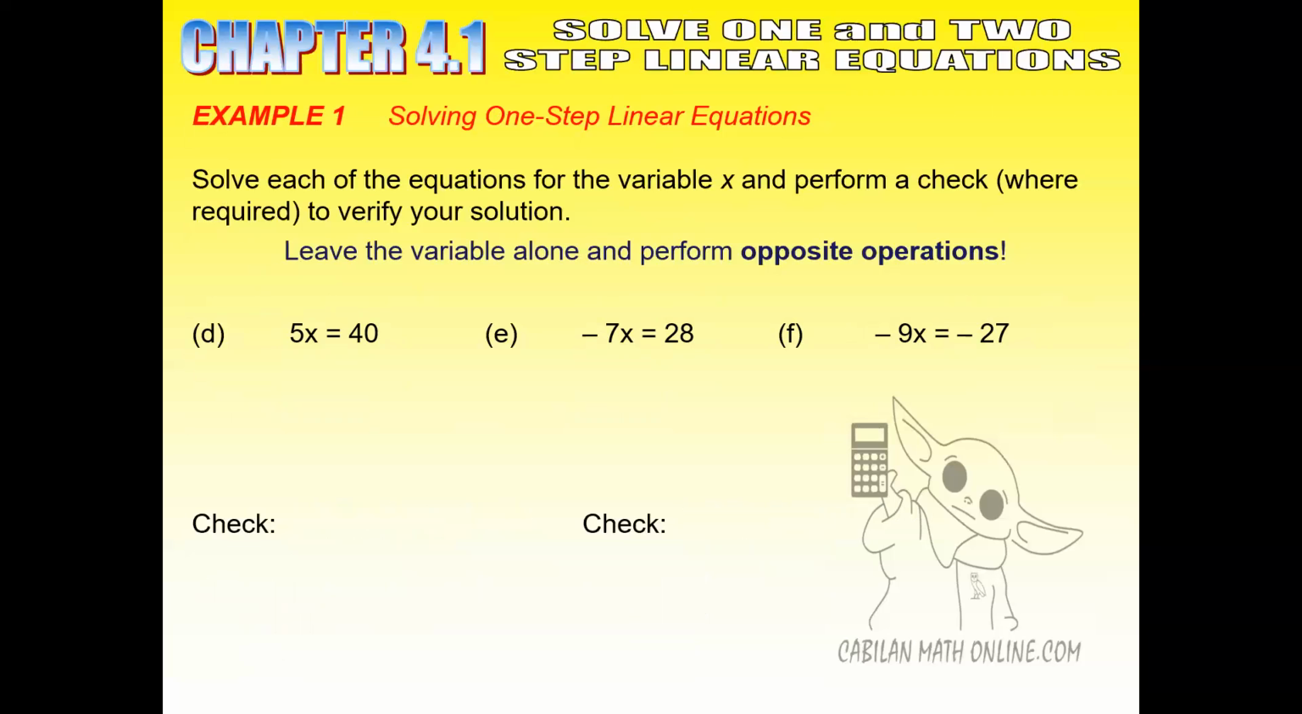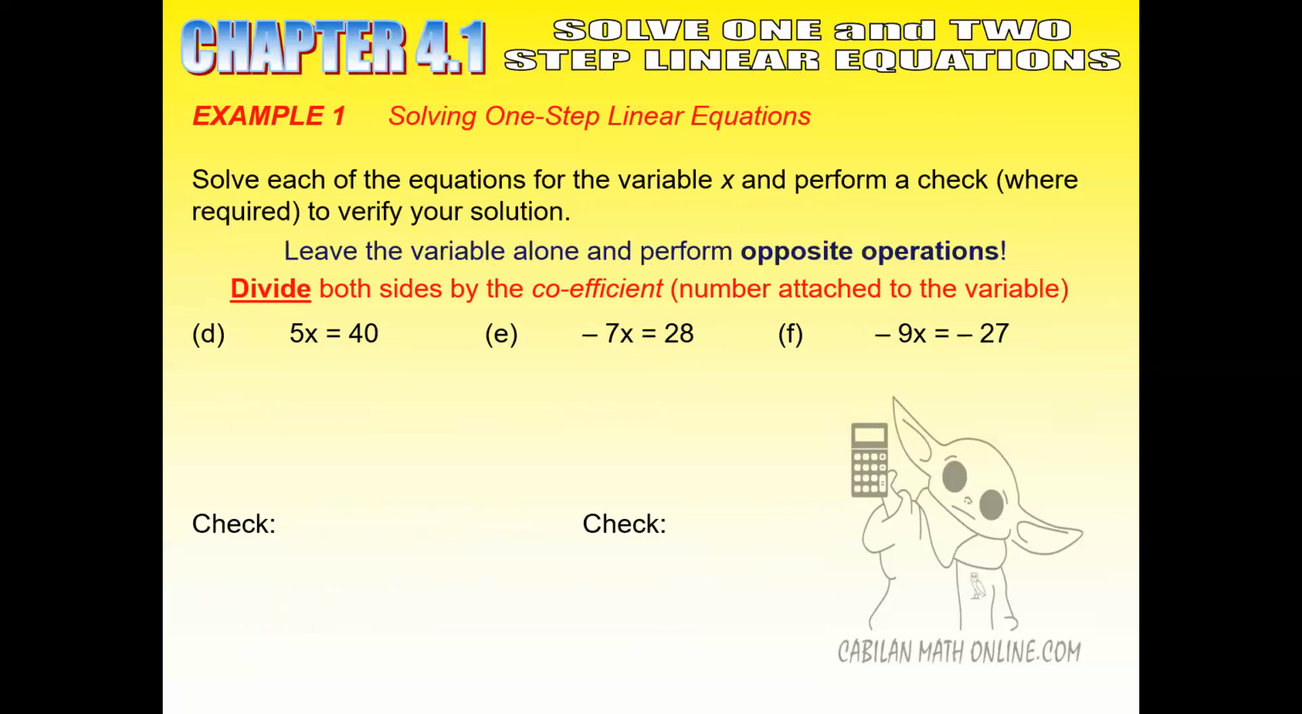So for each of these questions, D, E, and F, the number and the variable are both grouped together by multiplication. So what we have to do here is the opposite of that, which is division. Now, for each case here, what we want to do is divide both sides by the coefficient, which is just the number that's attached to the variable.